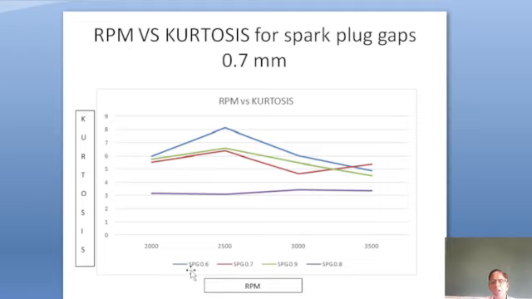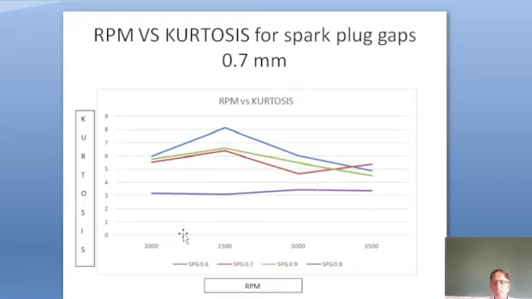So here also we can see that for the spark plug gap of 0.6 mm, the variation of the kurtosis values is indicated by a blue line. Then the spark plug gap of 0.7 mm is indicated by a red line. Then the spark plug gap of 0.9 mm is indicated by a green line, and the spark plug gap of 0.8 mm is indicated by a purple line.